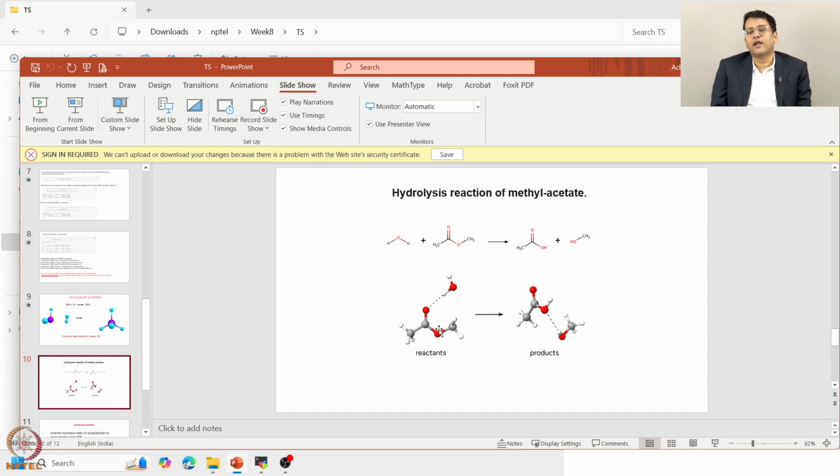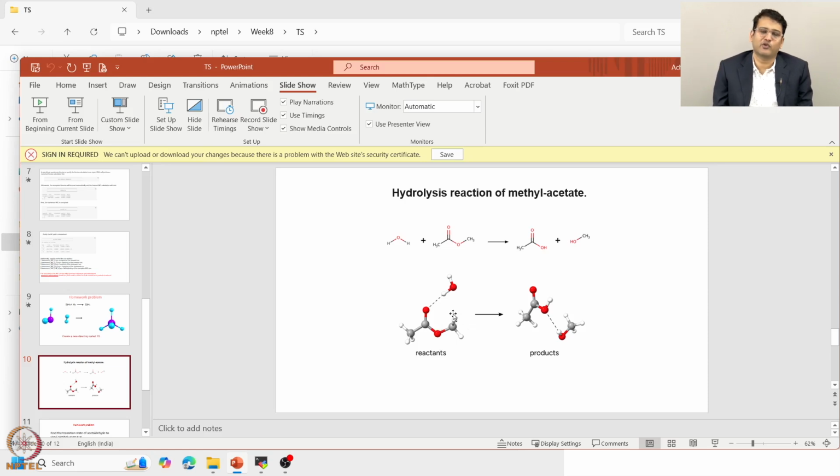This is what you understand from your chemical intuition, that the water molecule should have hydrogen bonding to stabilize the reactant, and the way it will do the hydrogen bonding is that it will point one of the water hydrogens towards the carboxylic oxygen. So this is how the reactant structure should look.